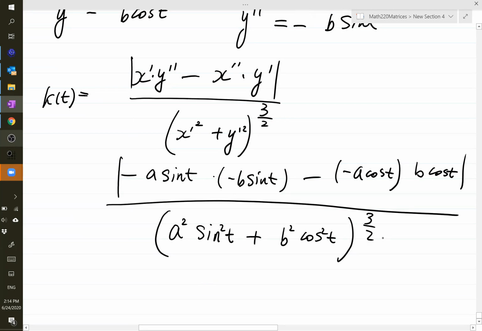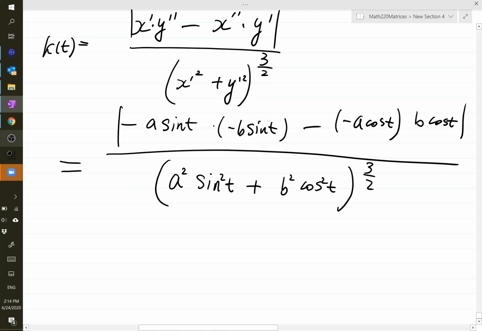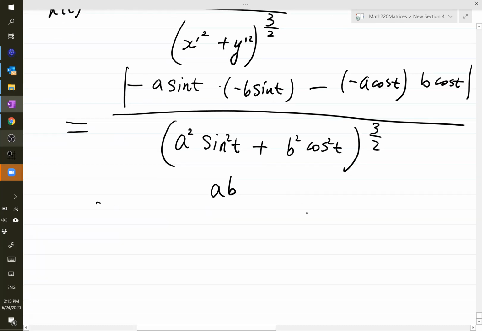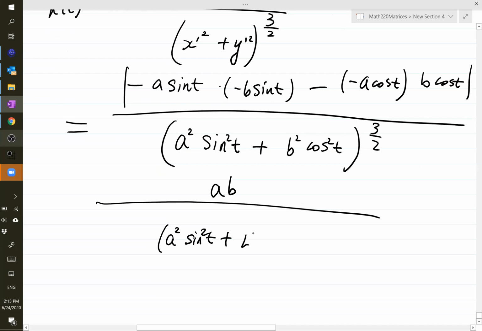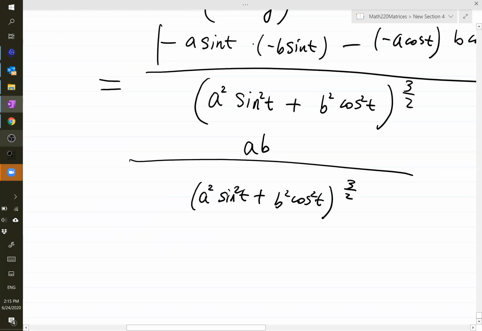Now the numerator is easier. In the numerator you can factor out ab. Then you get sine squared plus cosine squared, so the numerator is actually ab. Then the denominator is a squared sine squared t plus b squared cosine squared t to the power 3 over 2.